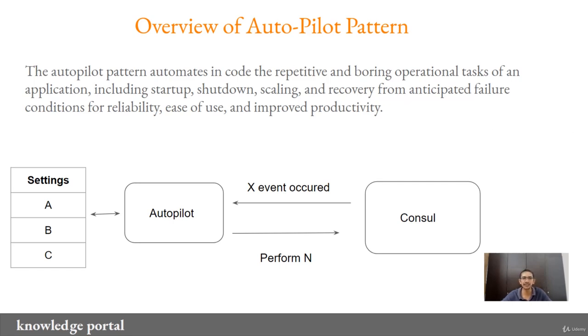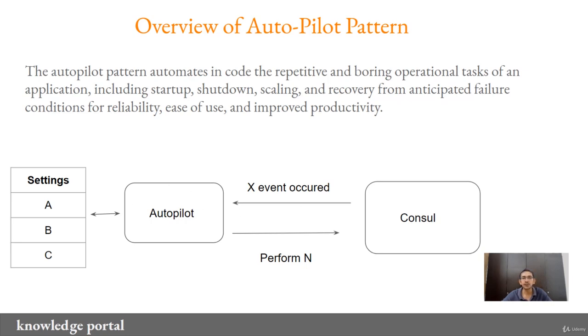Let's quickly understand in simple detail with the diagram. Let's assume that you have a Consul here and you have an autopilot here. Now when the autopilot detects that some X event has occurred, depending upon the configuration of the autopilot, so here you have various configurations like A, B and C, if the autopilot detects that in Consul there is some event that has occurred, it goes ahead and performs an N operation here.